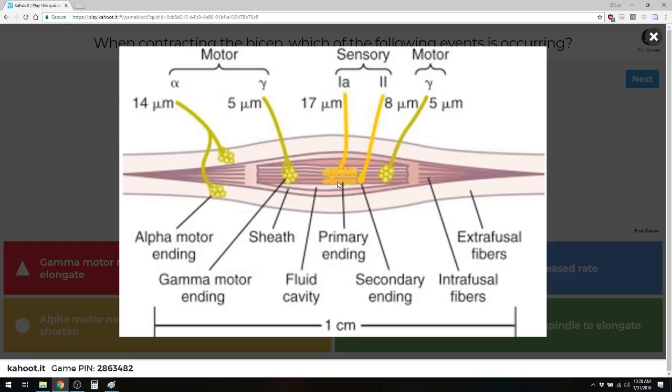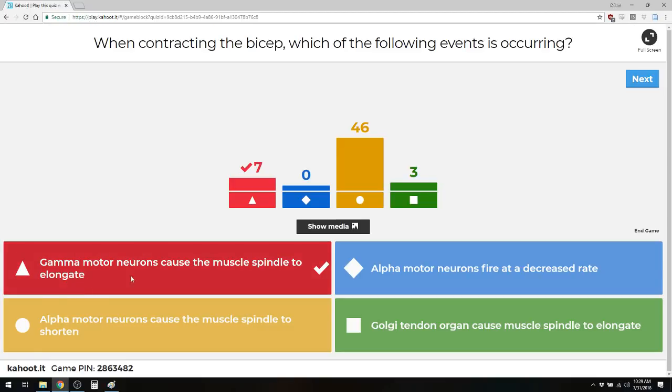So even though the muscle is getting shorter, the gamma motor units are going to be keeping the muscle spindle elongated to keep it roughly the same. That way I don't have that reflex arc feed back in and say, hey, you need to relax that muscle there. Make sense? So in this case, this is why the gamma motor neurons cause the muscle spindle to elongate. That is in order to prevent that reflex from kicking in. Make sense? Everyone with me? Can we walk through that again?